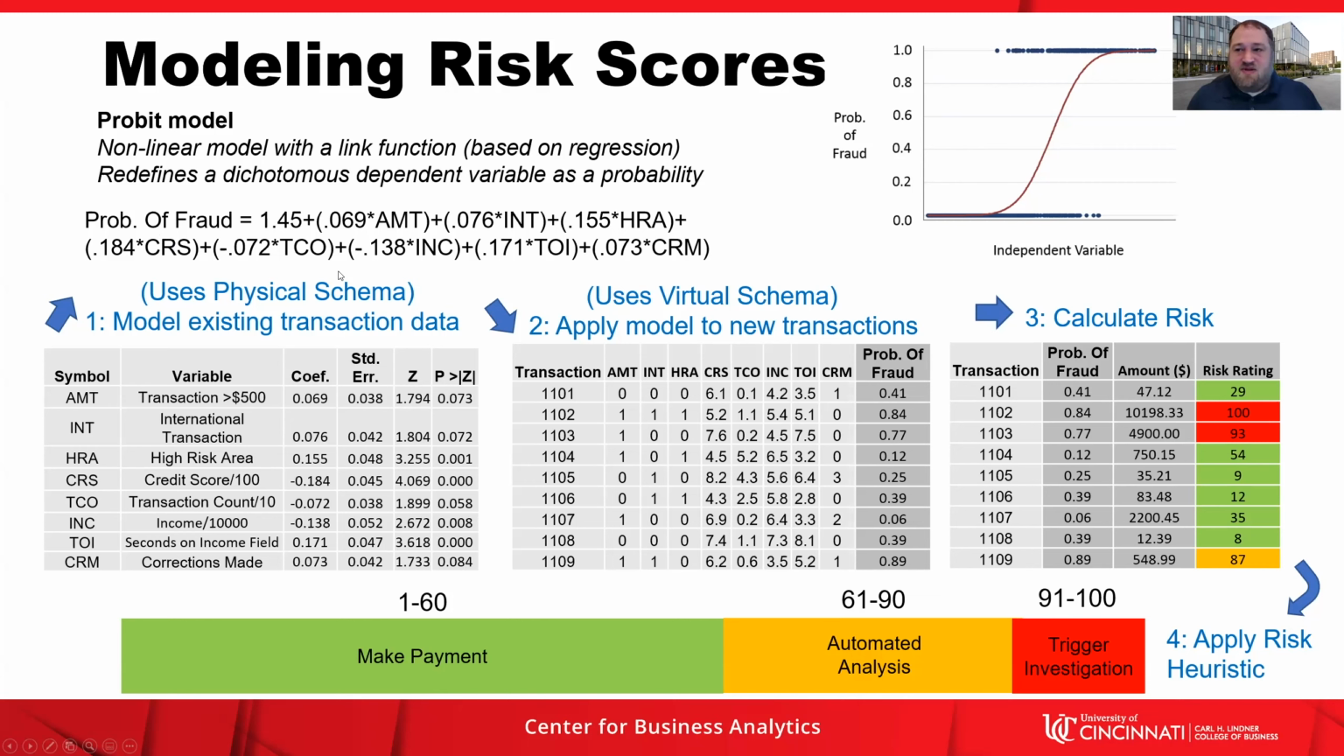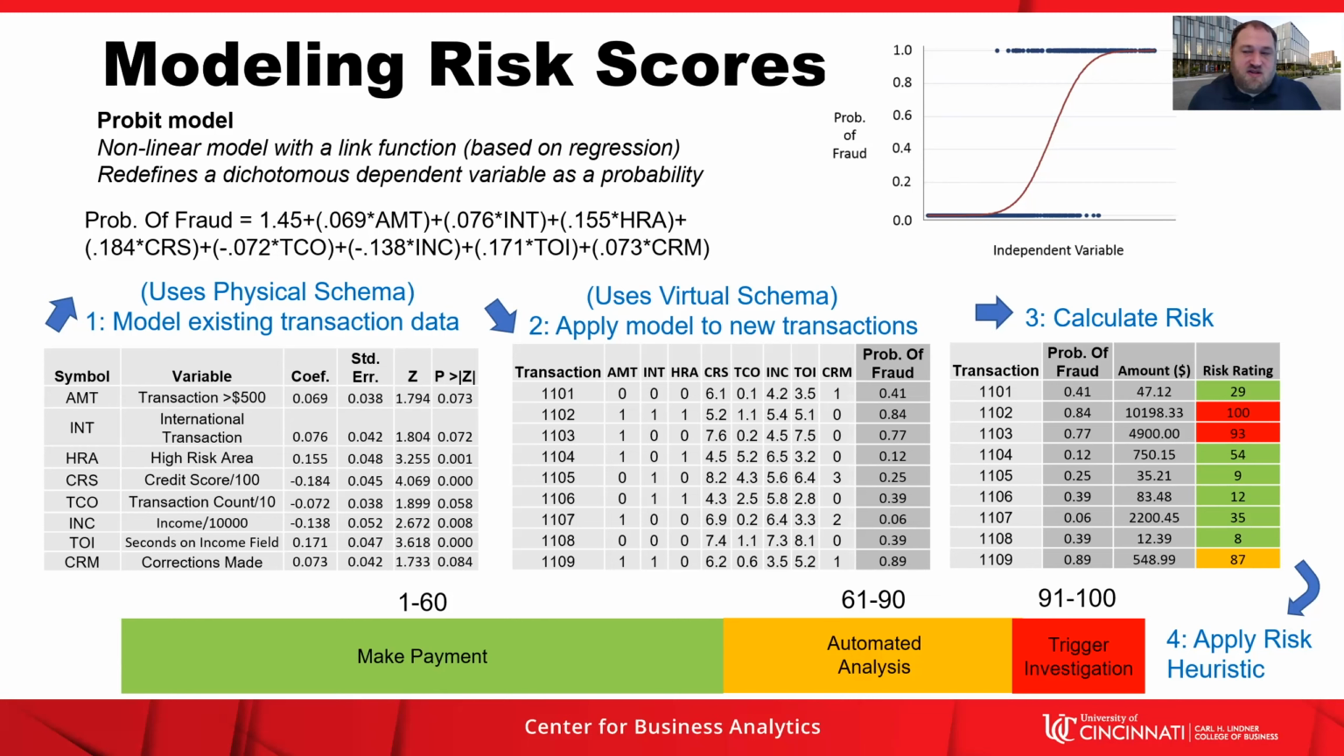So now the next step is actually applying that model in real time. That's when we get to the second step here, is we take the probit model that's based on existing data from a physically mediated schema. Now we're going to apply it to transactions as they churn into the organization. And so what we do is each transaction comes in, we're going to link to the various data sources, but this time using a virtual schema.